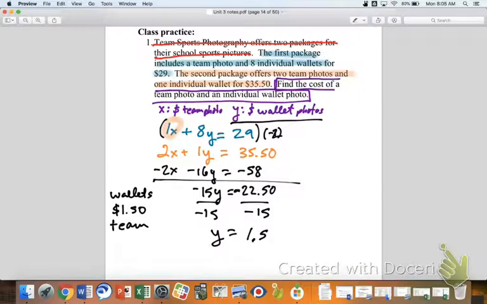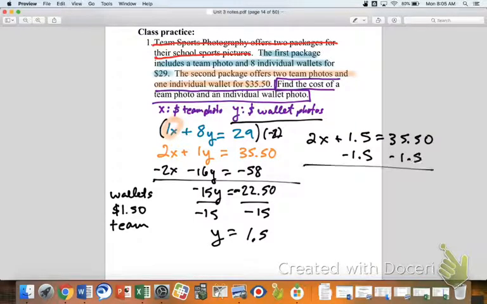Same thing we've done, and you suggest the orange equation. That is fine by me. So if I plug back in, I get 2x plus, I now know that the y is 1.5 equals 35.50. You guys see the pretty familiar looking equation here? Subtract the 1.5 from both sides. We end up with 2x equals 34.